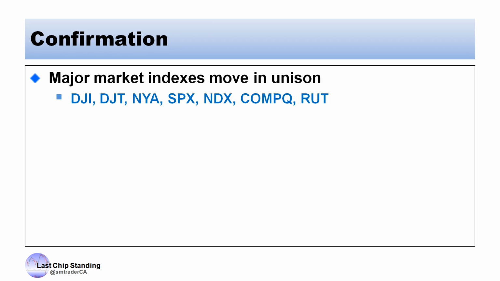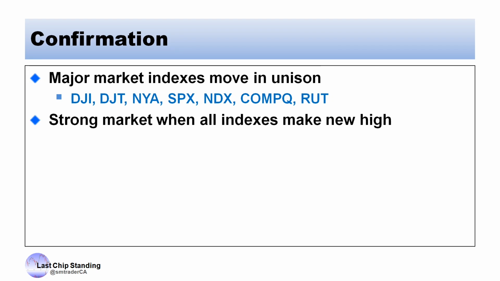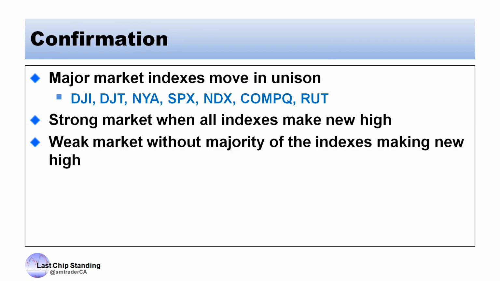The final thing we need to watch is confirmation. The confirmation we are watching is for the indexes moving up and down together. In a strong market, all indexes move up together and make new highs together. In a weak market, only one or two indexes are moving higher or making new highs.